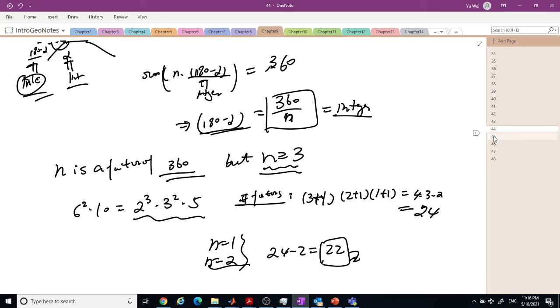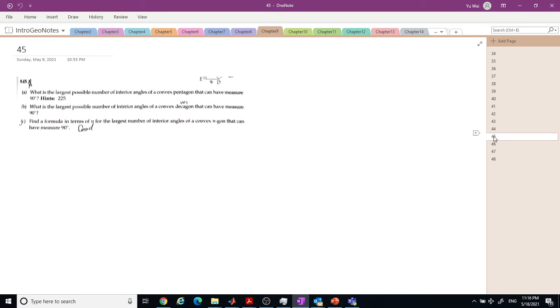Next. What is the largest possible interior angle of a convex pentagon that can have a measure of 90?